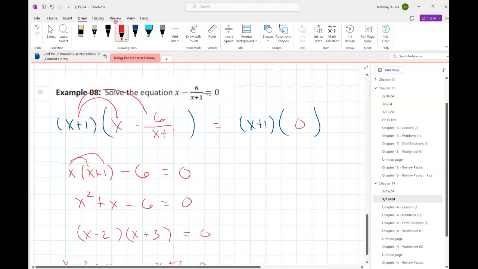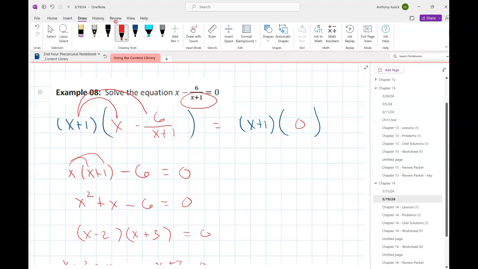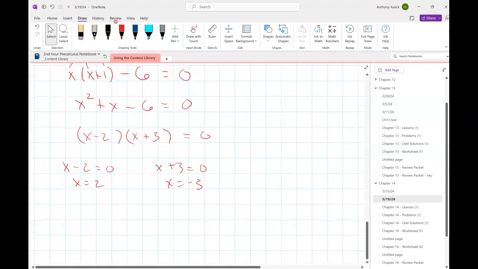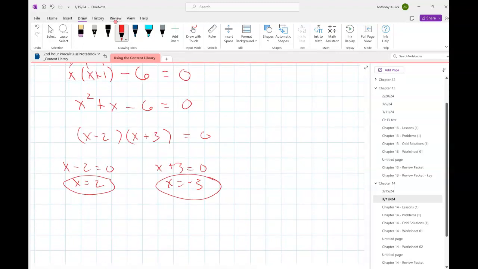If I go back to the original problem and plug those into the x in the denominator, do either of them make it 0? If I plug positive 2 or negative 3 into the denominator, does that make a 0? No. Nope. So what does that tell me? Both those answers are good. We just discard any answer that makes a 0 and accept everything else. If that's our only answer, then we would say no solution. All right, let's do another.